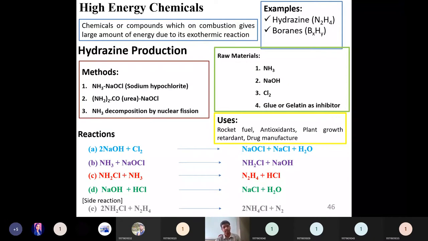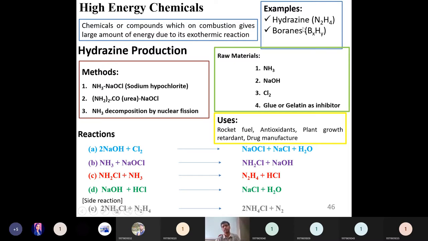So what are the high energy chemicals? High energy chemicals are chemicals or compounds which on combustion give a large amount of energy due to their exothermic reaction. What are the examples of these high energy chemicals? One is hydrazine, N2H4. Then the next one is boranes. Boranes are boron and hydrogen compounds. Examples are diborane, pentaborane, decaborane. These are explosives only, but they are classified under high energy chemicals.